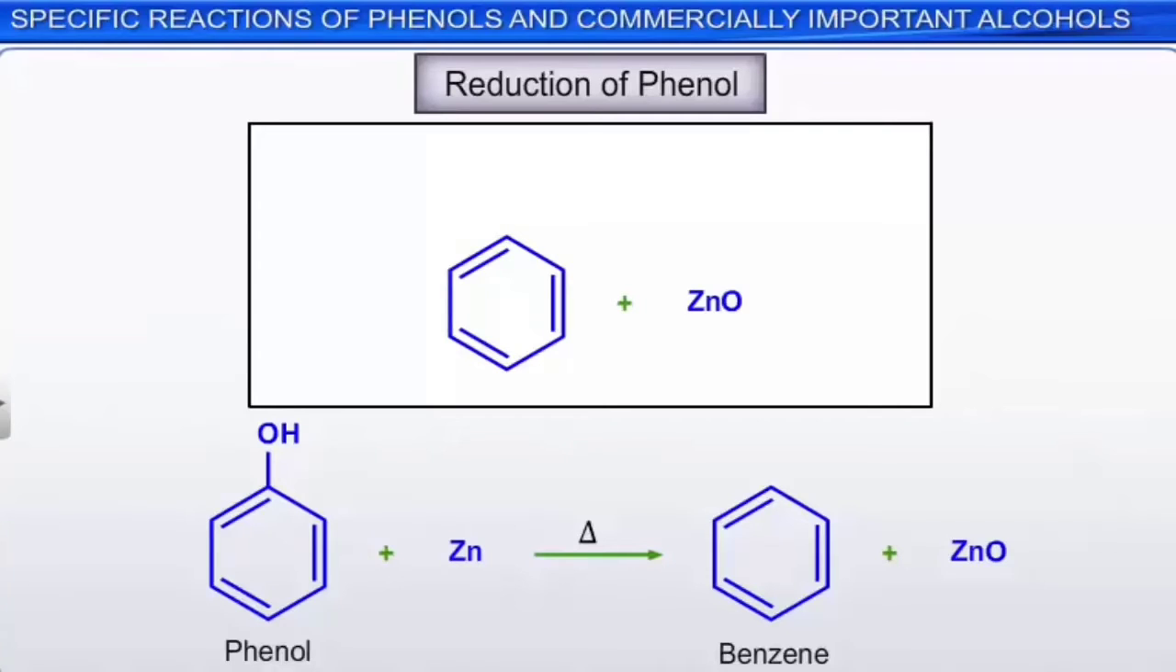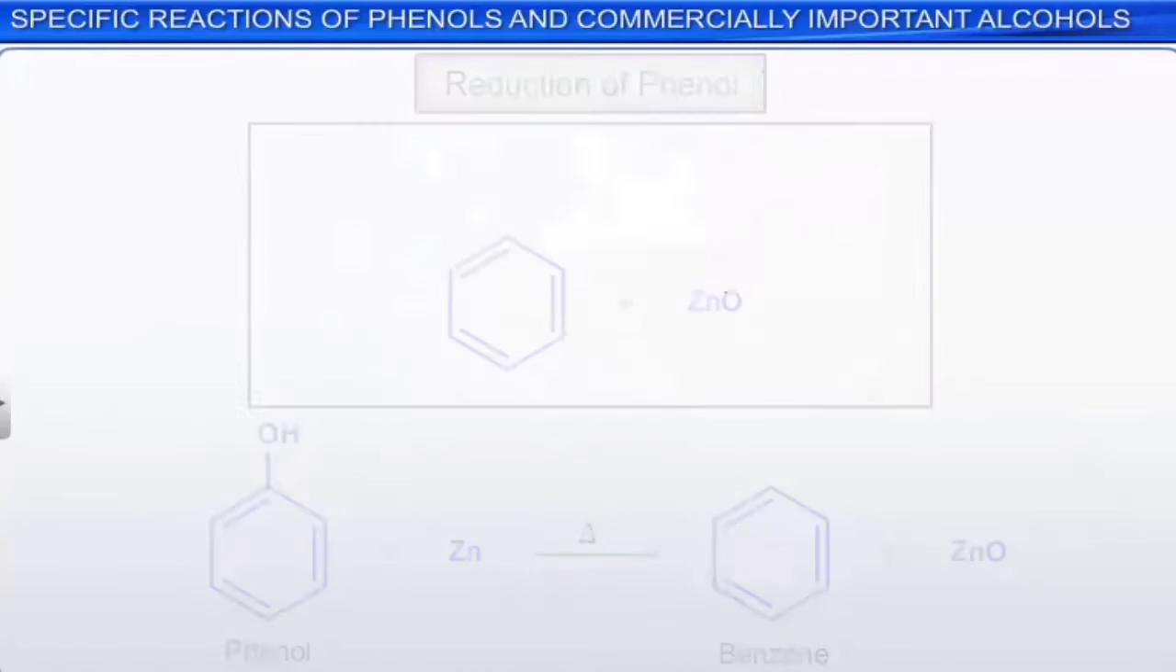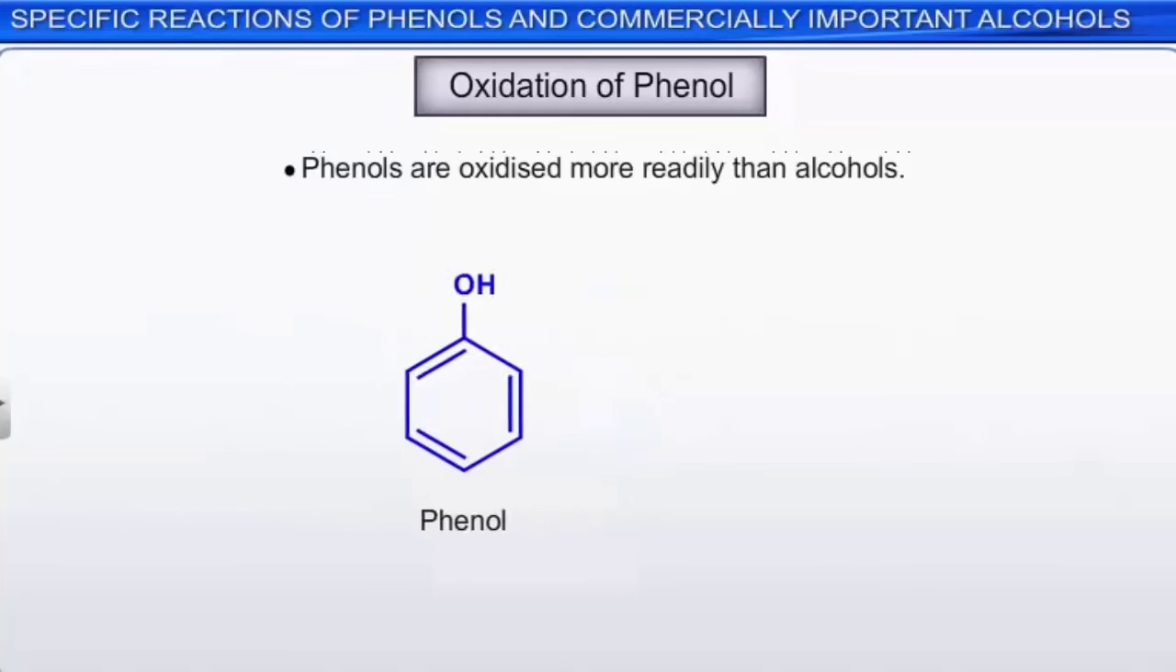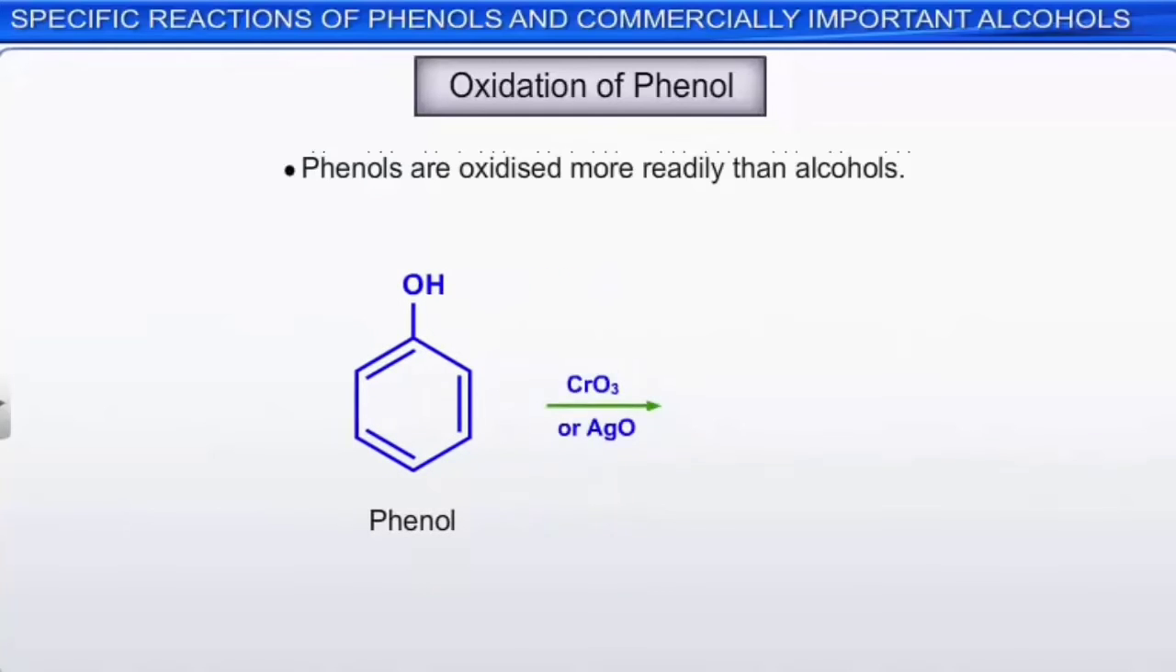Phenols are oxidized more readily than alcohols. Phenols can be oxidized either by chromic acid or silver oxide, a weak oxidizing agent, to produce conjugated diketones, which are commonly called benzoquinones.